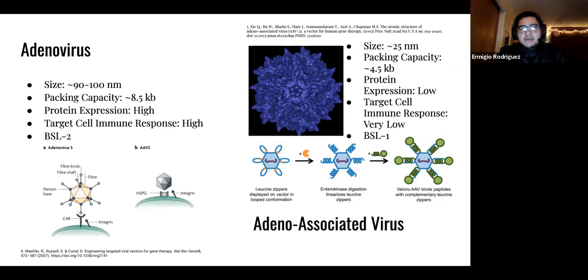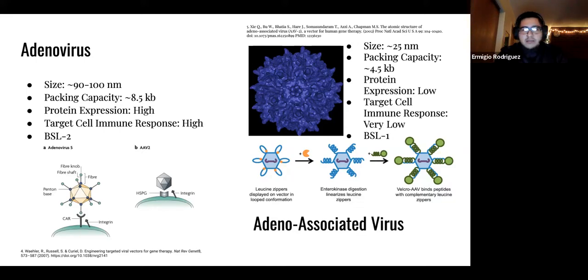Just going off of the whole capacity, they also have differentiation in protein expression, with adenovirus having a high expression and AAV having a very low expression, as well as their response to immune cells, with adenovirus having a high one and AAV having a very low one. Another way to distinguish them is the safety of both when you're using them for experiments.